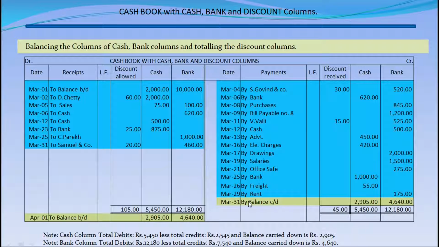Like this we have to close the account on the credit side with the balance, if the debit side is more than credit side totals. March 31 by balance carried down, this balance we have to carry down for the next period. On April 1, to balance brought down, rupees 2905 cash, 4,640 bank. We will continue further for the April transactions.